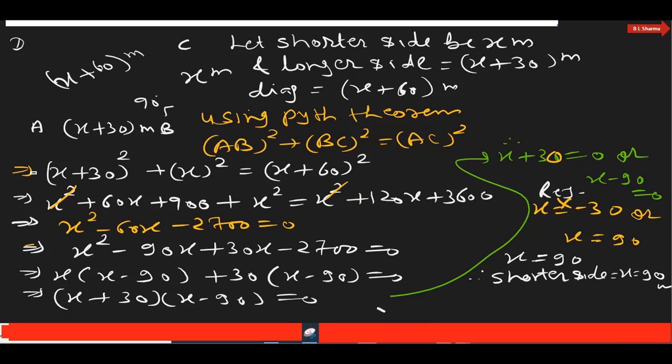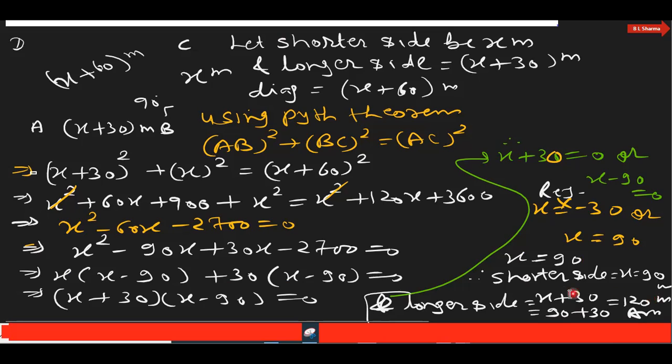(90 meters) and longer side, that is x plus 30, means 90 plus 30, 120 meters, and this is the answer of this question. ये इस क्वेश्चन का आंसर है. शॉर्टर साइड इसकी 90 मीटर है और लॉन्गर साइड इसकी 30 मीटर है.